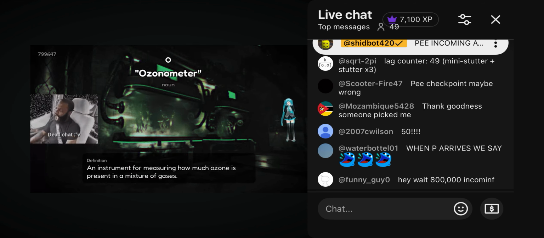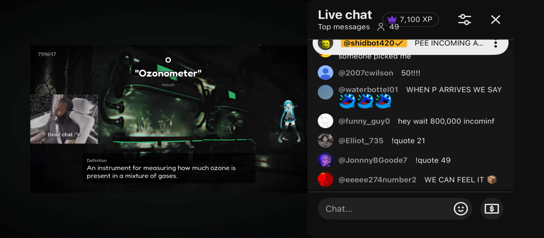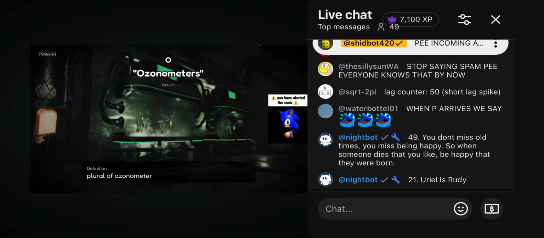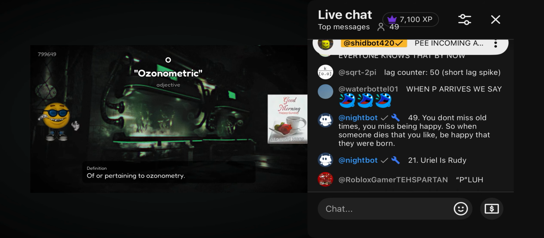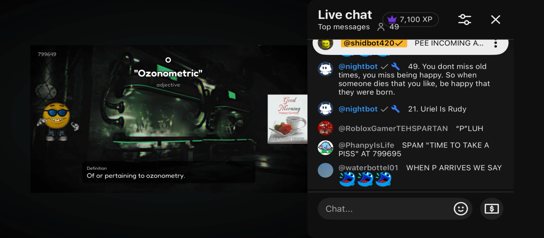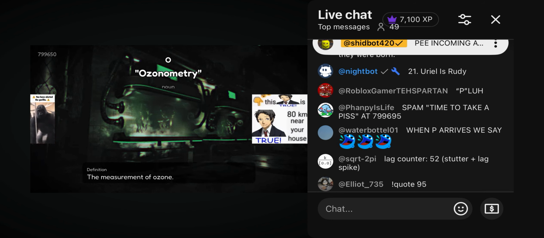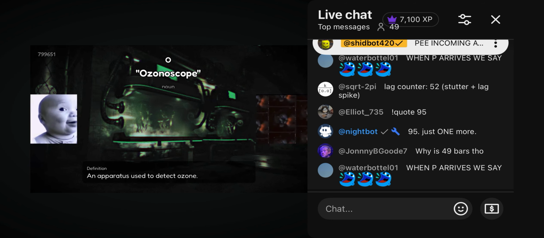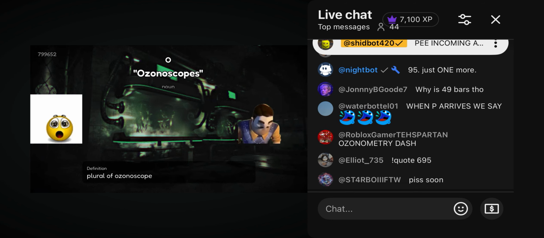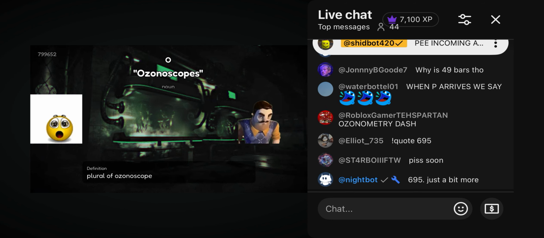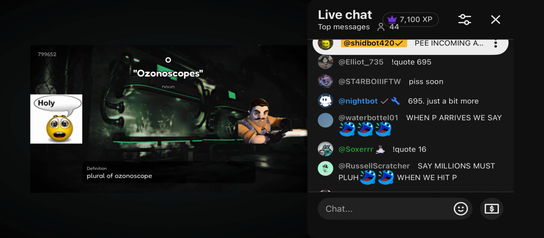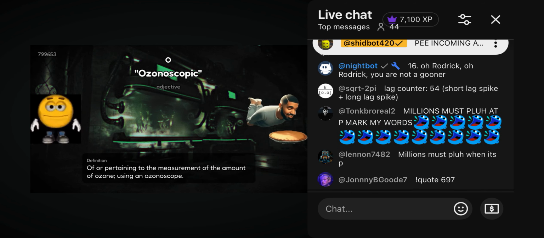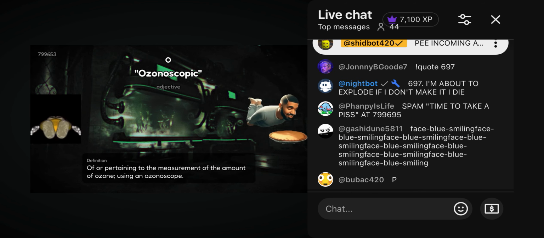Ozonometer, an instrument for measuring how much ozone is present in a mixture of gases. Ozonometers, plural of ozonometer. Ozonometric, of or pertaining to ozonometry. Ozonometry, the measurement of ozone. Ozonoscope, an apparatus used to detect ozone. Ozonoscopes, plural of ozonoscope. Ozonoscopic, of or pertaining to the measurement of the amount of ozone using an ozonoscope.